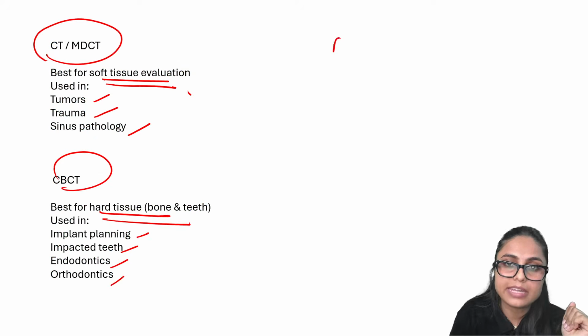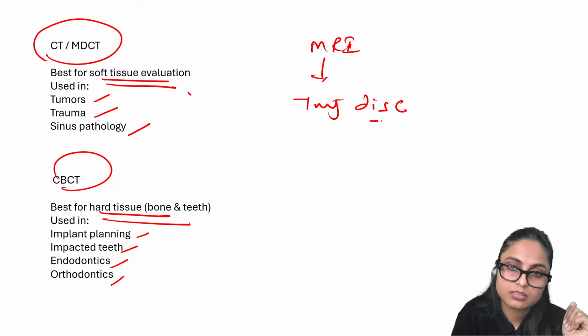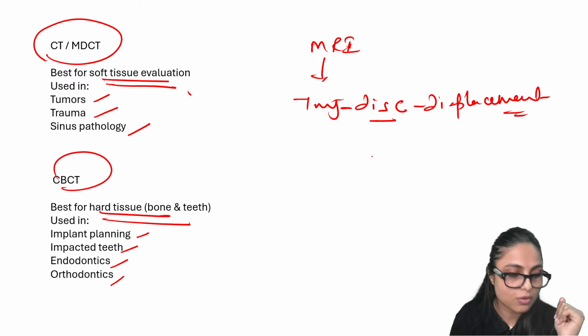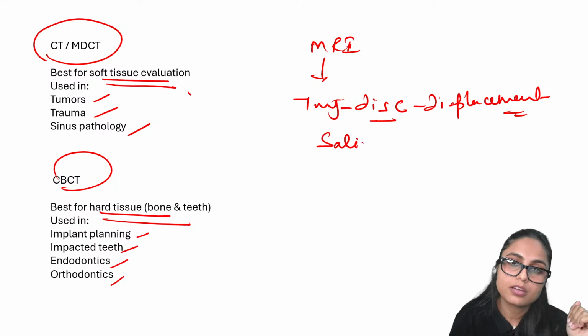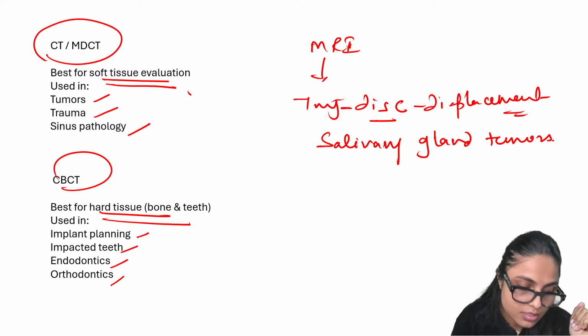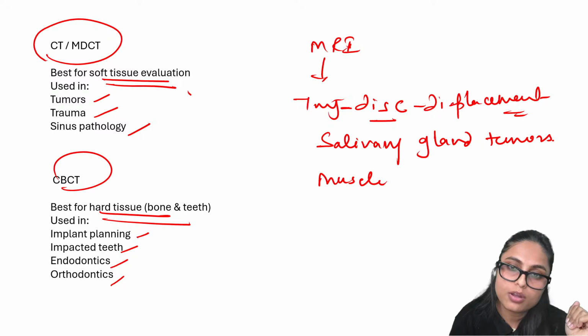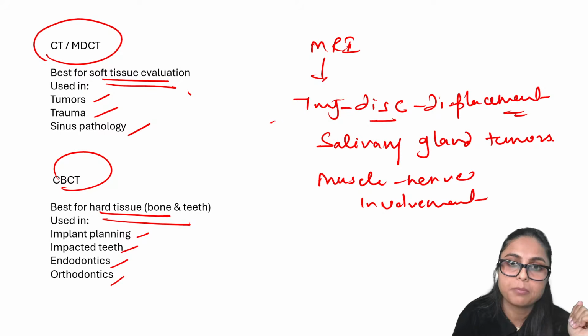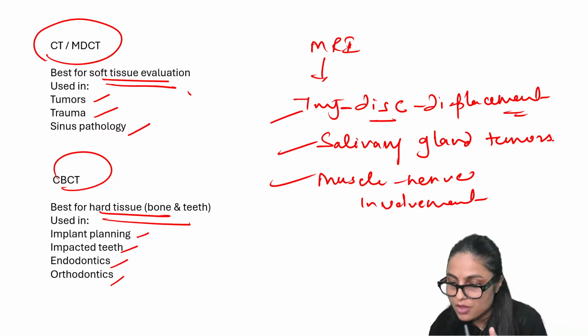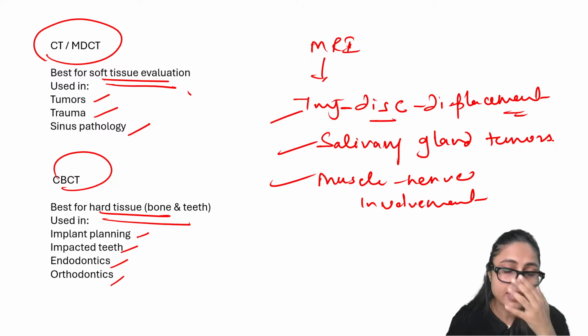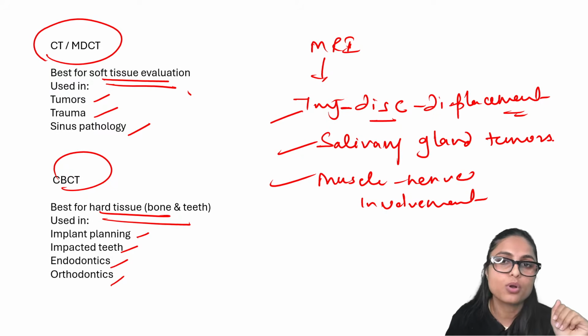If I talk about the indications of MRI: TMJ region, especially disc displacement. If you are suspecting it, you can go for MRI. You can go for MRI to view salivary gland tumors. Any muscle or nerve involvement, you can get it checked using MRI. So these are the indications for MRI. I hope this is clear to you all.